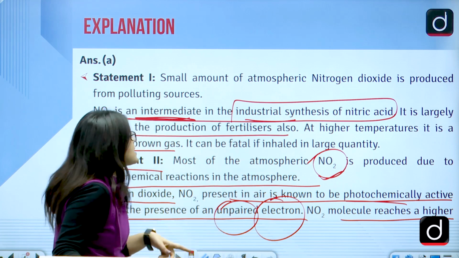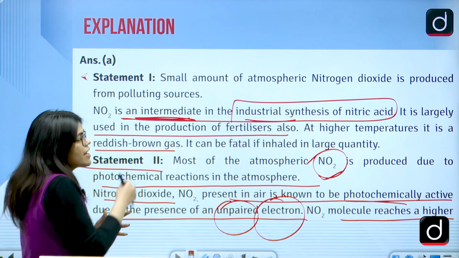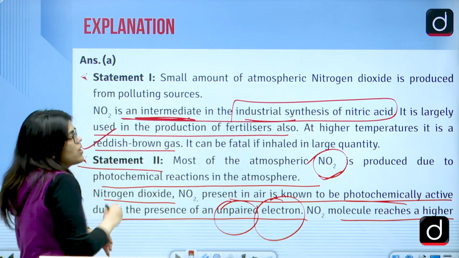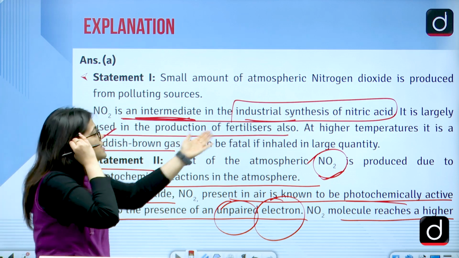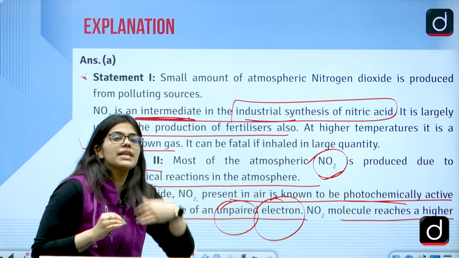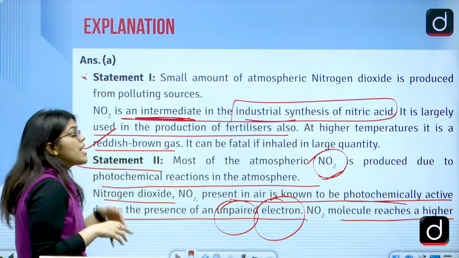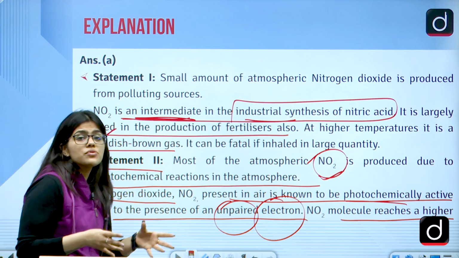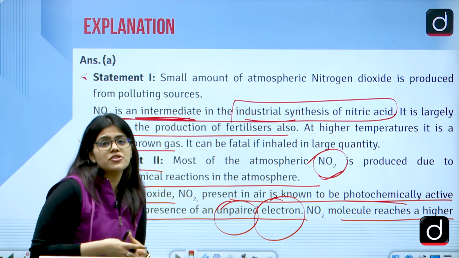So what is the basic category of this nitrogen dioxide? At high temperatures, it is a reddish brown color, right? And of course, it is a very fatal gas if you inhale it for a longer period of time. Then we discussed that most of this nitrogen dioxide is produced during the photochemical reaction that is happening.